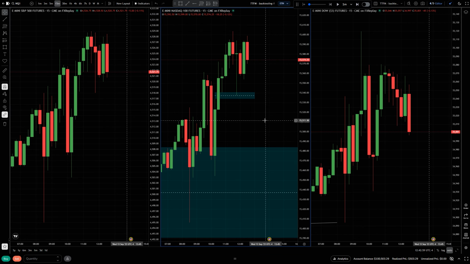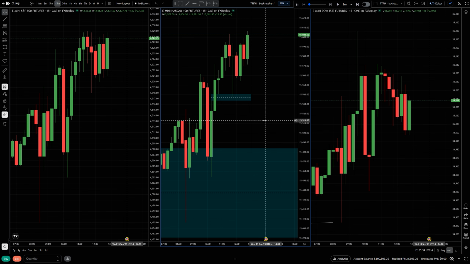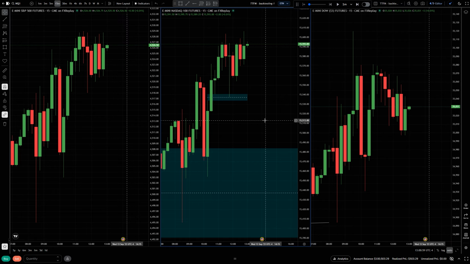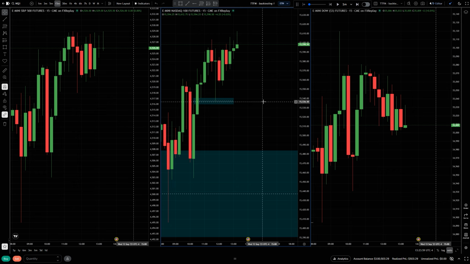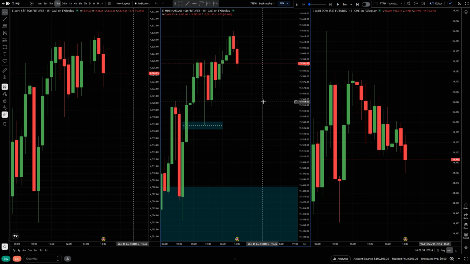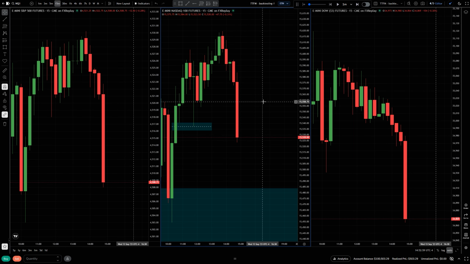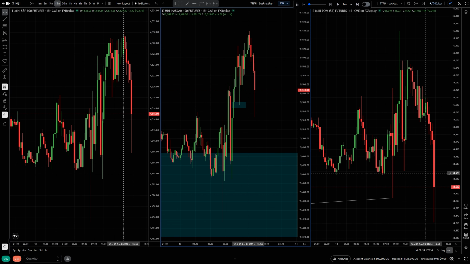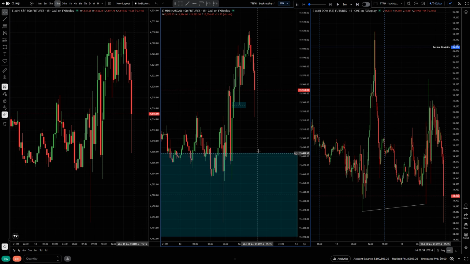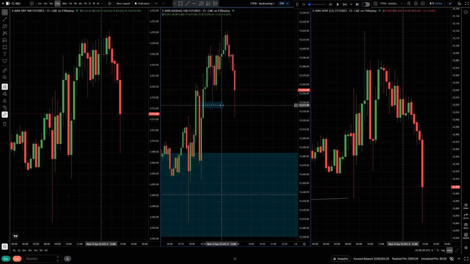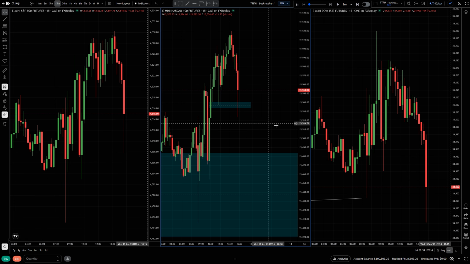I don't like this at all. So we sweep it again. We do not have the strength switch. We are just consolidating right now, and I don't like it. We still don't have it. And YM basically took out the CPI low and the previous day's low, while NQ just consolidated, and now it's making a deeper retracement into this bullish order block here.